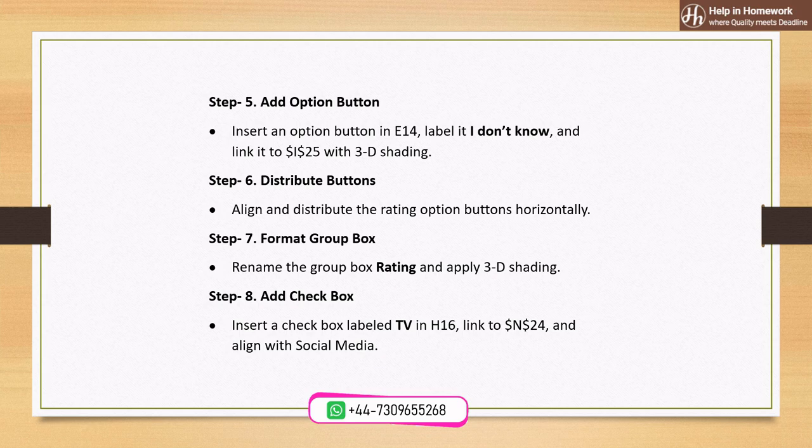Step 7. Format group box. Rename the group box rating and apply 3D shading. Step 8. Add checkbox. Insert a checkbox labeled TV in H16, link to $N$24, and align with social media.